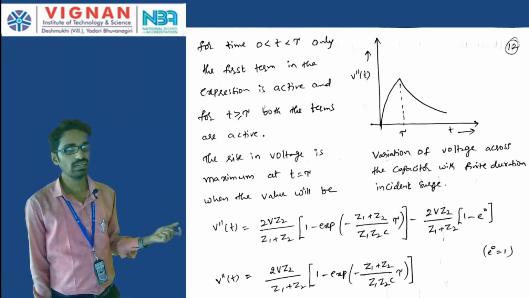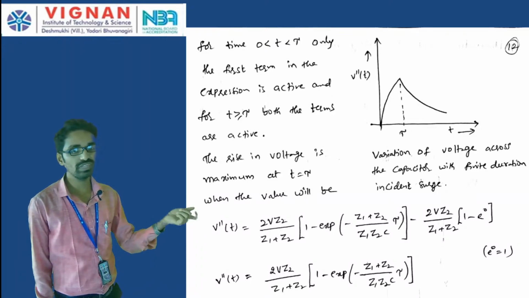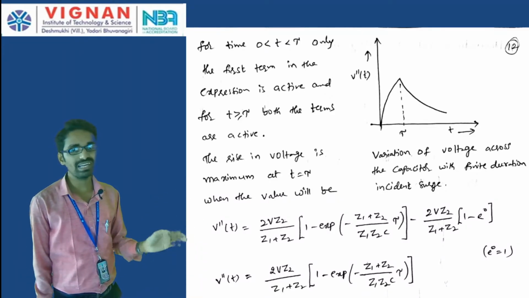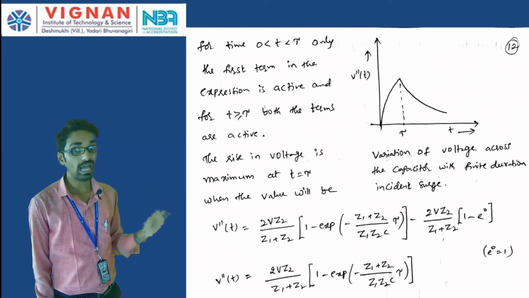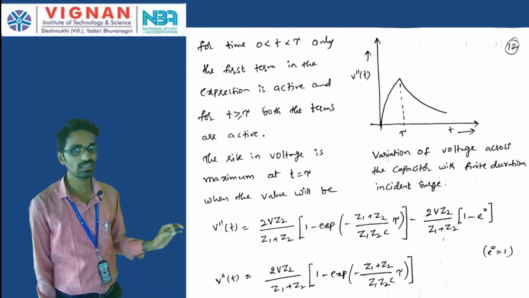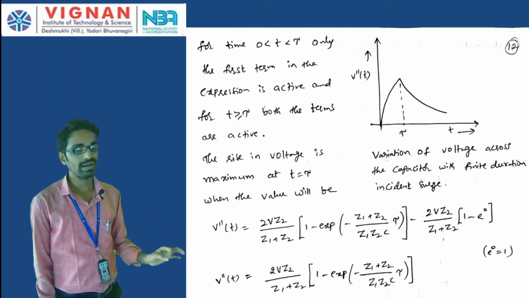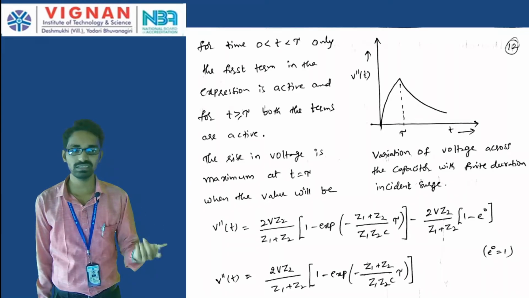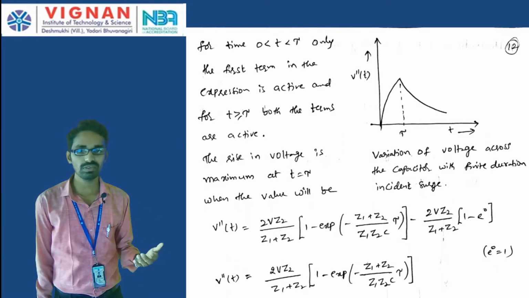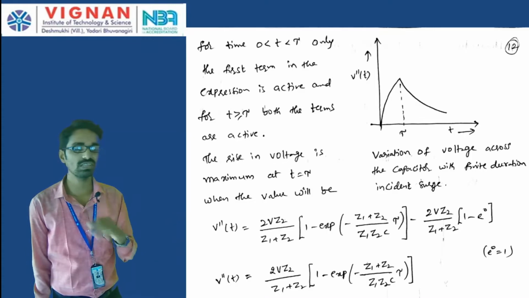So here if I substitute t equal to tau, then what happens? V double dash of t is equal to 2v z2 by z1 plus z2 into 1 minus e power minus z1 plus z2 by z1 z2 c into tau. I am substituting tau in the place of t, minus 2v z2 by z1 plus z2 into 1 minus e to the power of t minus tau, which means tau minus tau is 0, e power 0. What is the value of e power 0? That value is 1, then 1 minus 1 is nothing but 0. The second term vanishes.